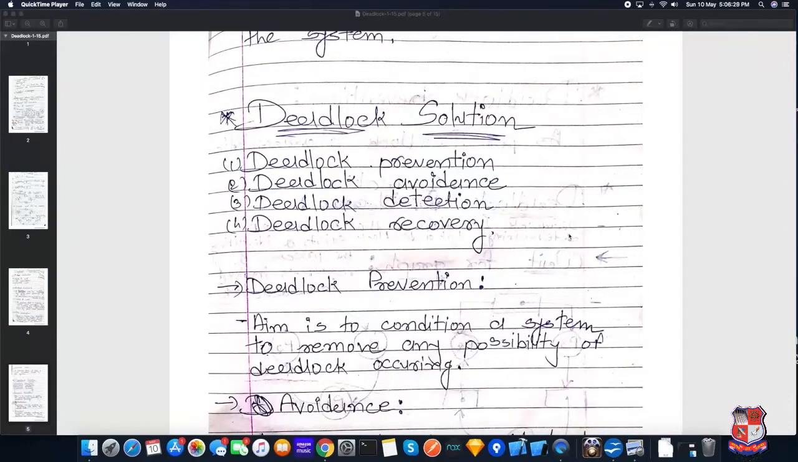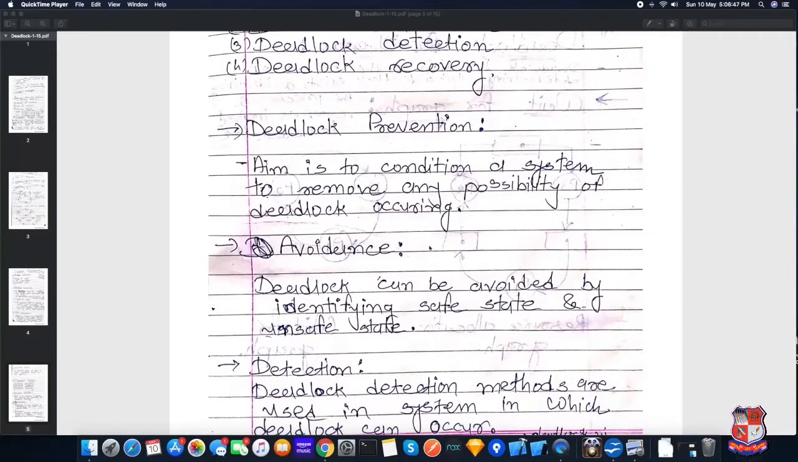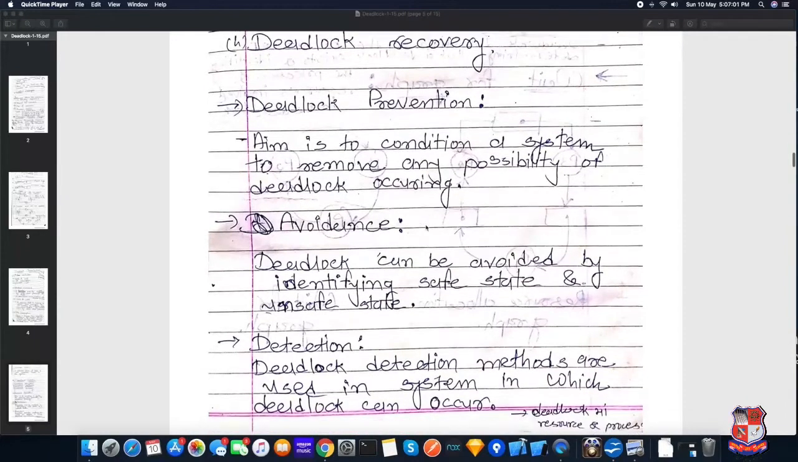So the next concept is deadlock solution, and the four basic concepts of deadlock solution are deadlock prevention, which I have already taught, and then deadlock avoidance, deadlock detection, and deadlock recovery. So what is deadlock prevention? Deadlock prevention is to condition a system to remove any possibility of the deadlock occurring. So it is called deadlock prevention.